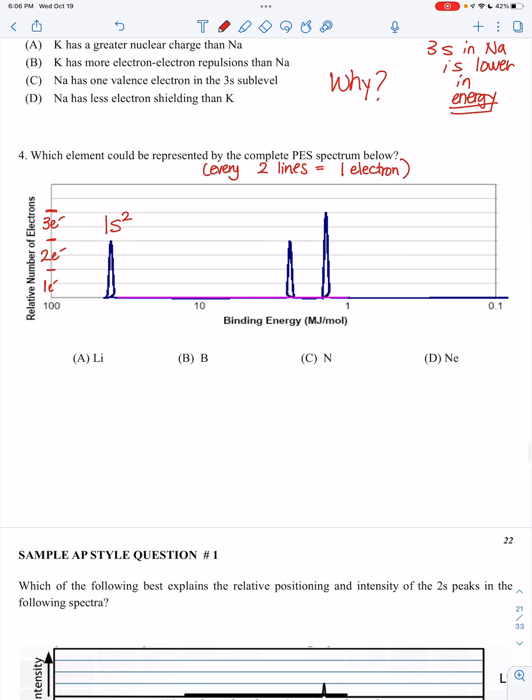Then for number 4, it says, which element could be represented by this complete photoelectron spectrum? We have to be careful. These peaks are a little bit longer. It looks like every 2 bars is 1 electron. So this is 2 electrons. I'm telling you that this first peak is 1s2. That means this peak is 2s2. I want you to figure out what this peak would be. With this peak and this electron configuration, you could probably figure out what element it is.